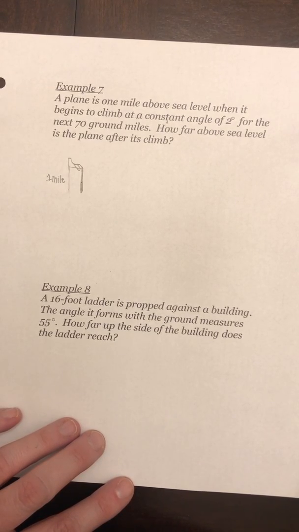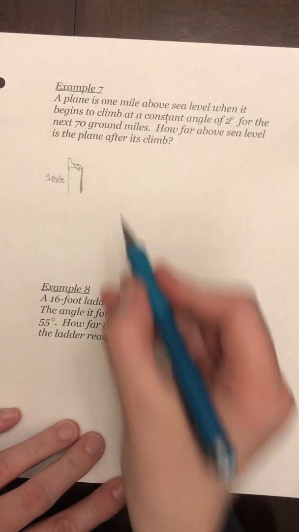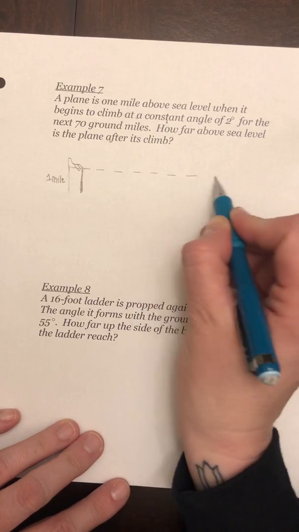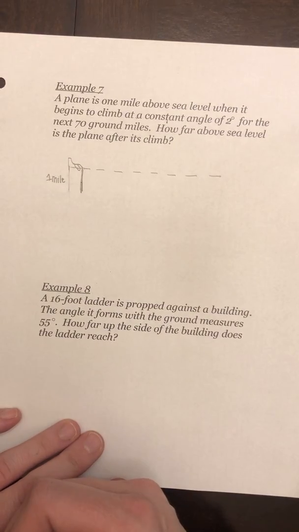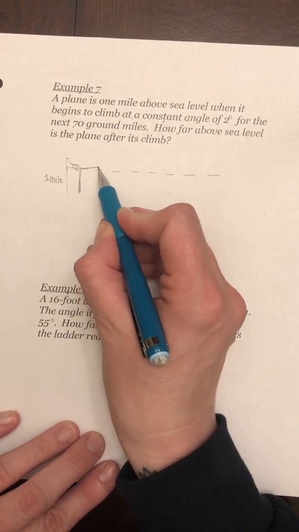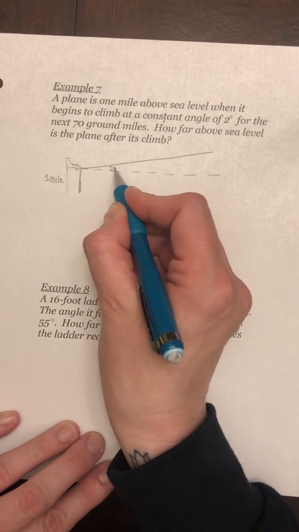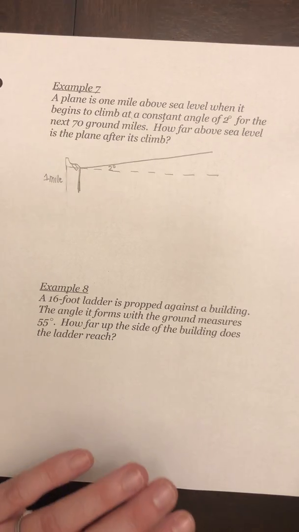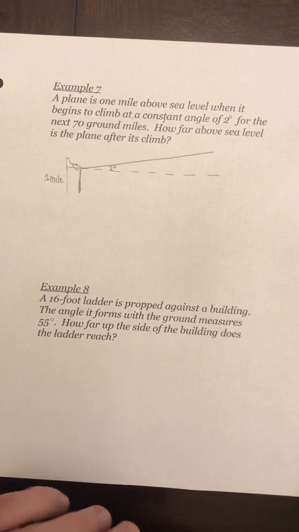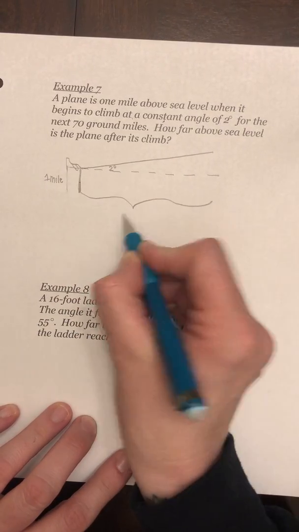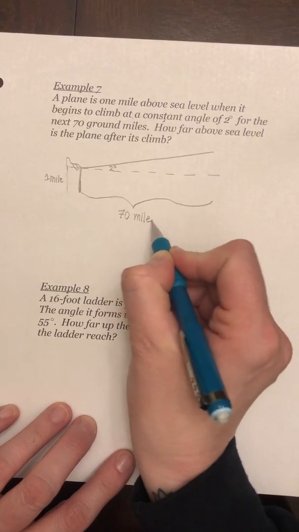Here's what it says. It says it begins to climb at a constant angle of 2 degrees. So obviously the plane is still going to fly this way. I'm drawing a dotted line to show you that it's still going to continue to fly going in that direction. But what's going to happen is not only is it going in that direction, but it's tilting up just slightly by a 2 degree measurement. So it's still continuing to fly forward, but as it does, it's going to climb a little bit as well. I hope that makes sense. And it says that it's going to do that for the next 70 ground miles. So in other words, from here to here, let's say, is 70 miles.